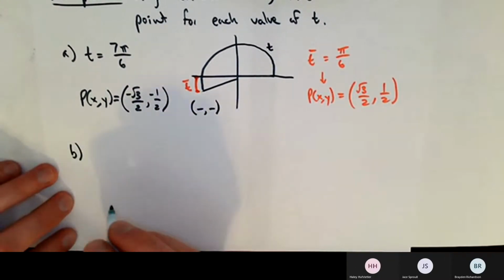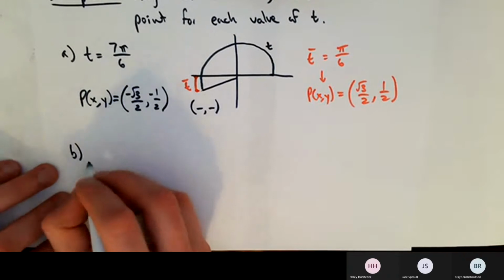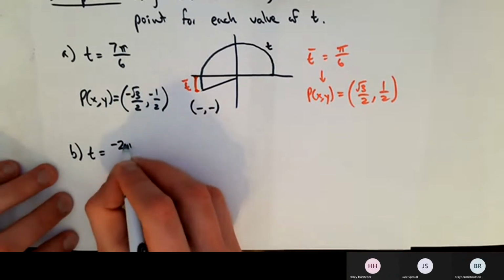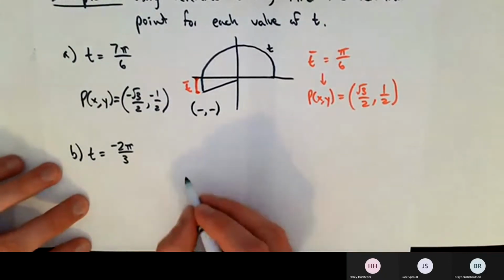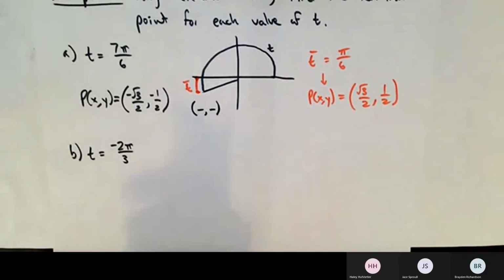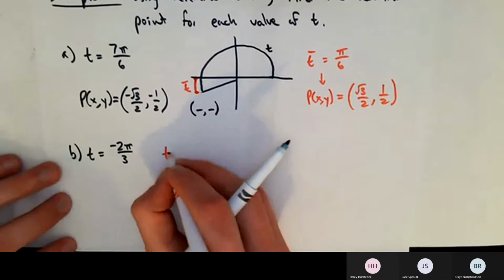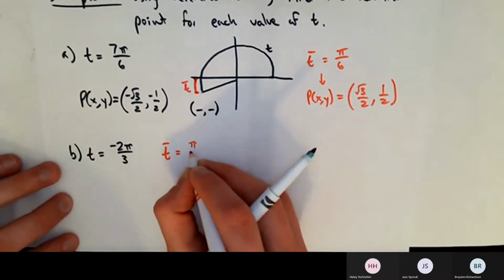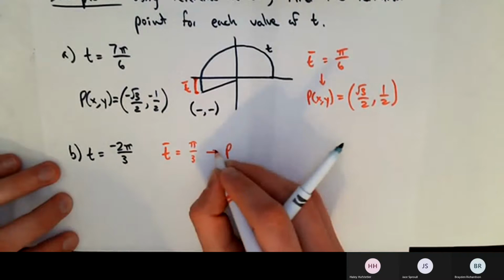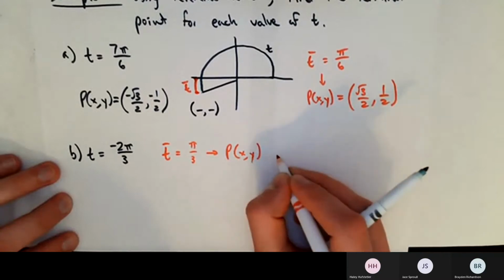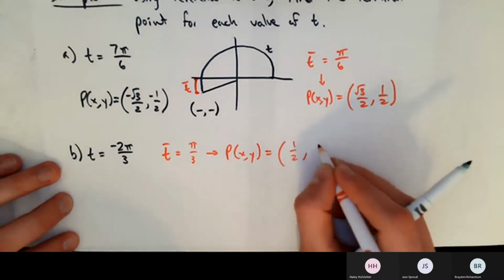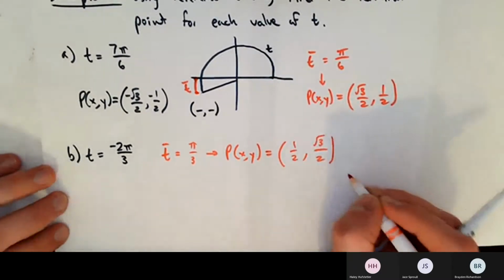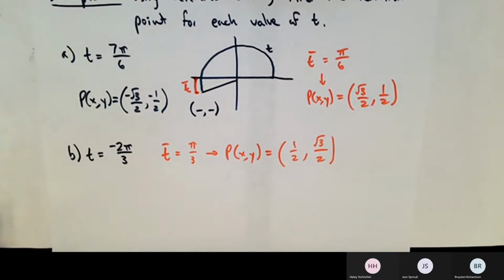Part B, I'm going to skip around a little bit. Let's say t equals negative 2 pi over 3. So we've already found this reference number. We found it to be t bar equals pi on 3. So the corresponding terminal point at pi on 3 was 1/2 comma square root of 3 over 2, from my first quadrant.